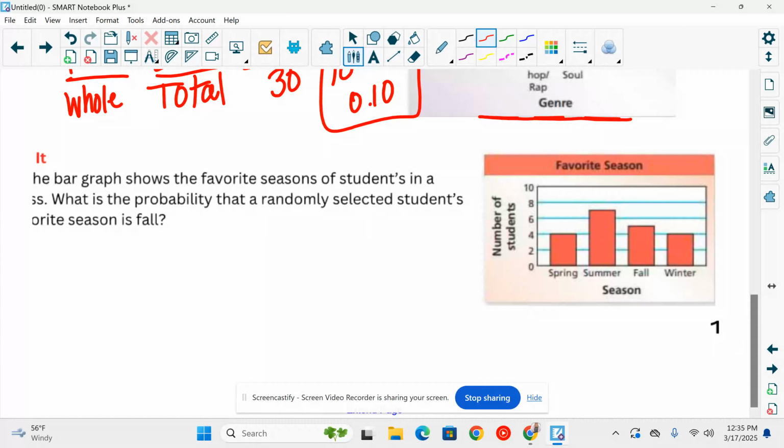All right, looking at this bar graph, we're looking at the different seasons and asking what's your favorite season? Is this a quantitative or a qualitative study? Qualitative. What tells me it's qualitative? There's words.